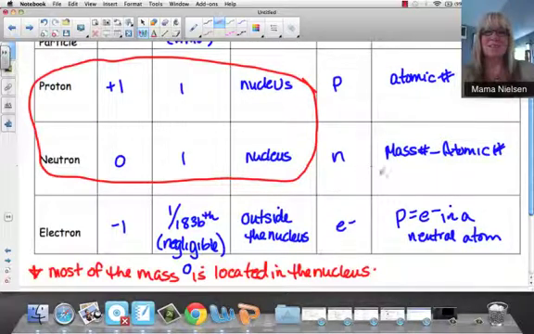So when you're figuring out the neutrons, the mass number is really the protons plus the neutrons. So if I know the atomic number and I know the mass number, I can figure out the number of neutrons.